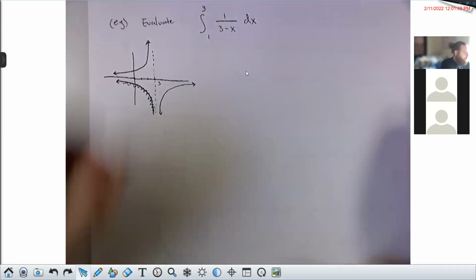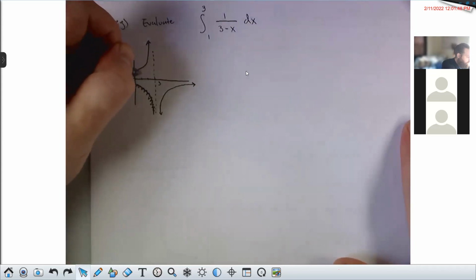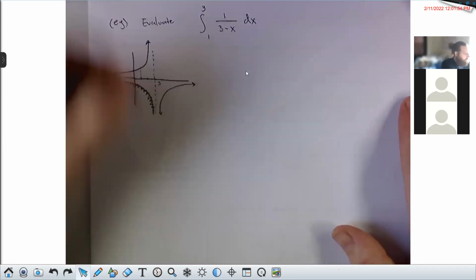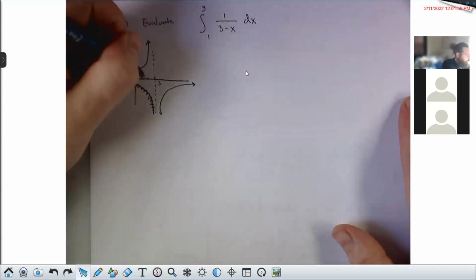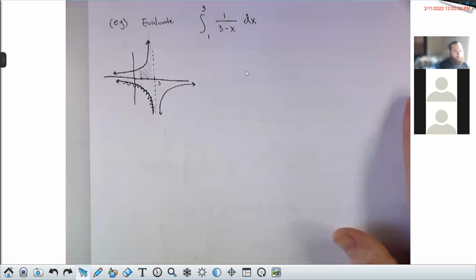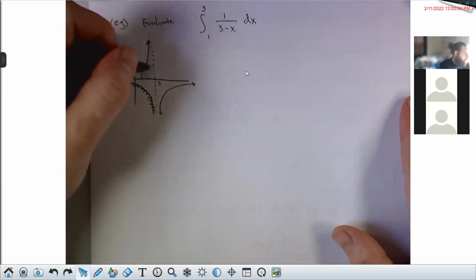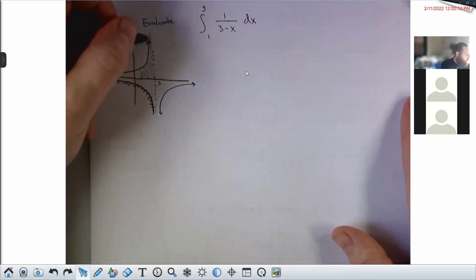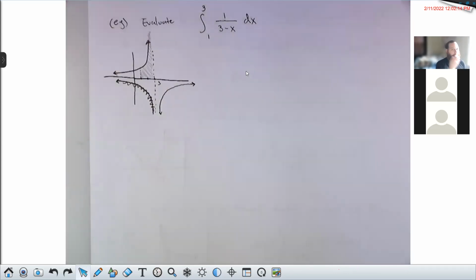So the area we're trying to measure here from 1 to 3 is this area, which goes up and up and up forever. So this might be finite. It might be infinite.